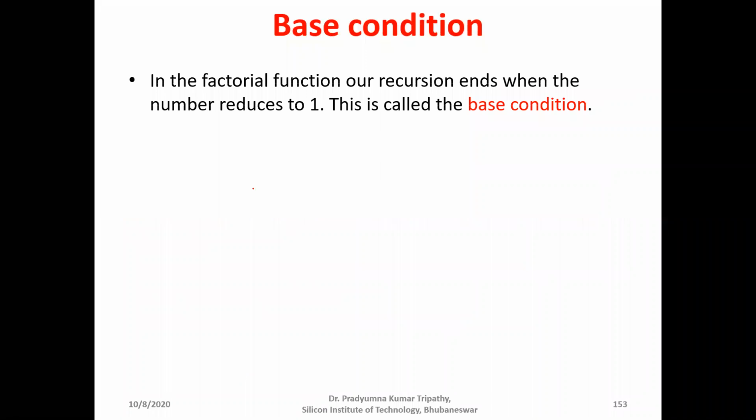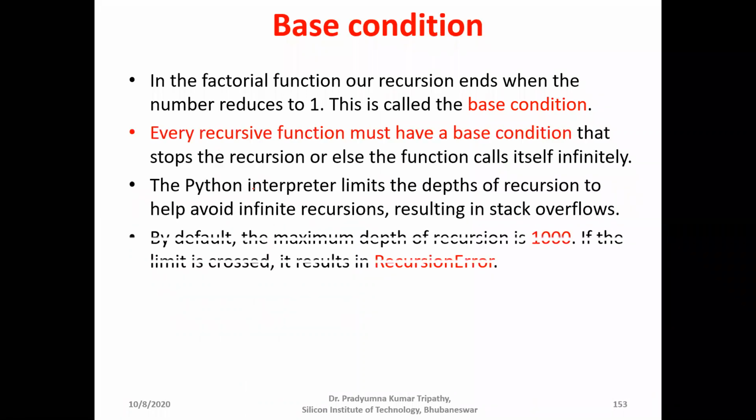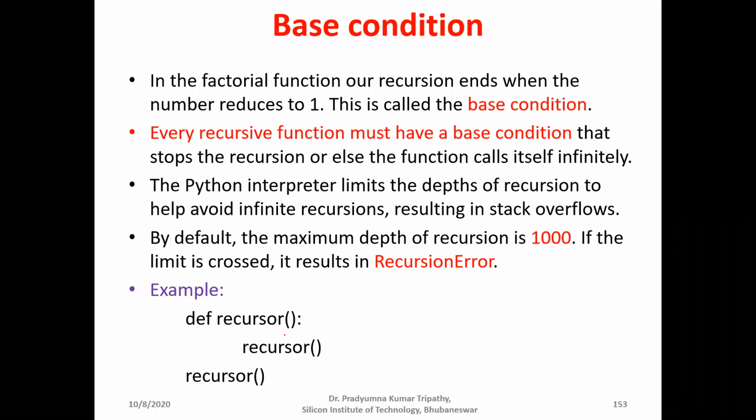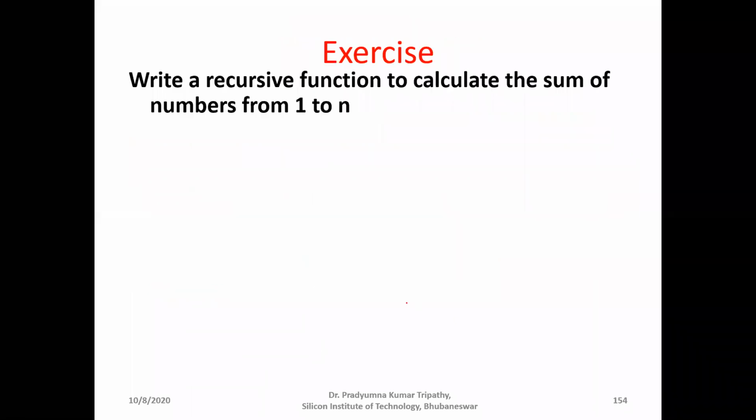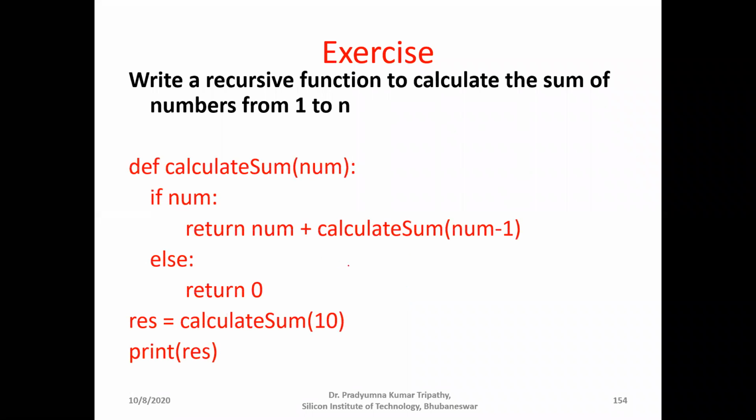In recursion, every recursive function needs a base condition from where it will come out. Otherwise, it will go on calling itself. The maximum depth of recursion is 1000. So it will go up to a depth of 1000 and then give a recursion error. So there are some problems over here with recursion.